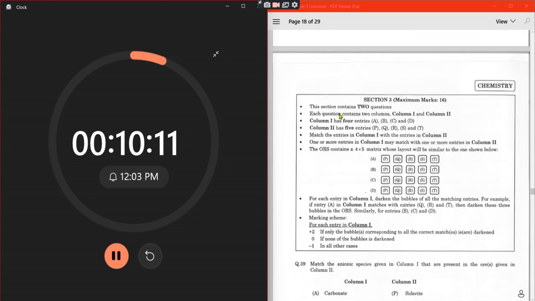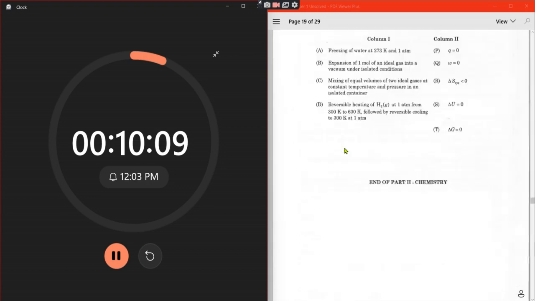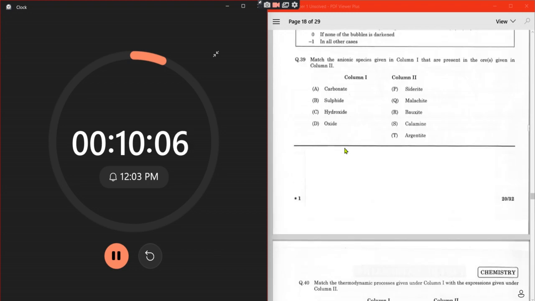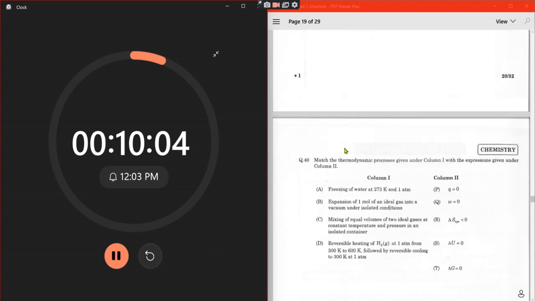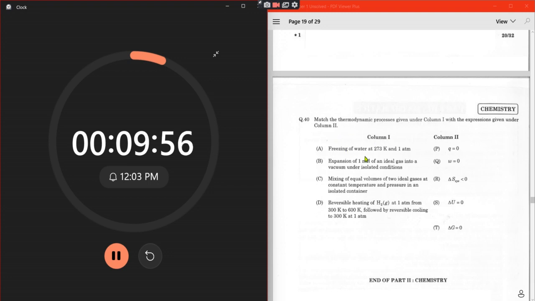39. वापिस ये टाइप के मैट्रिक्स मैच, राइट? ओके. सो वेट, डोंट गेट इट. इसमें आखिर फिजिकल केमिस्ट्री कहाँ पे थी? अच्छा, ये तो अच्छा है. Match thermodynamic processes with the expression given under column 2: freezing of water at 273 Kelvin and 1 atmosphere. Okay, freezing of water at boiling point basically. No, that's 0 degree Celsius, sorry. Melting point. Normal, यही भी तो freezing होती है, right? So it's delta G equal to 0. So A का आंसर T. A का आंसर T है, और क्या क्या है?